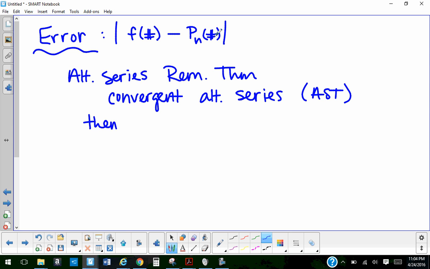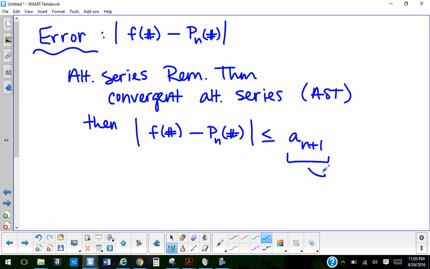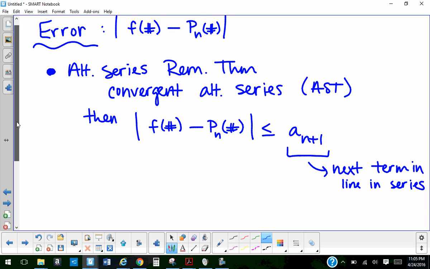If that's the case, then the error is just, in absolute value, the difference between f at the number, the actual function at the number, and P sub n at the number, the Taylor polynomial. And that's the case whether we're doing alternating series remainder or Lagrange error bound. So that error, the difference between the real value, f of the number, minus the value I get, P sub n of the number, if I use the Taylor polynomial, is going to be less than or equal to a sub n plus 1. This is just the next term in line in the series. So that would be the alternating series remainder theorem.